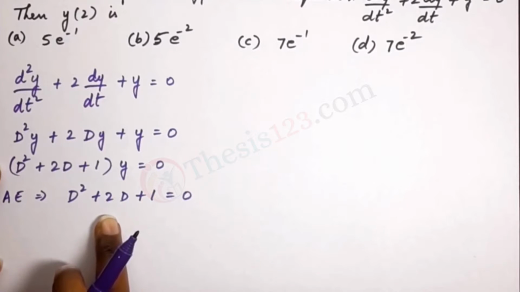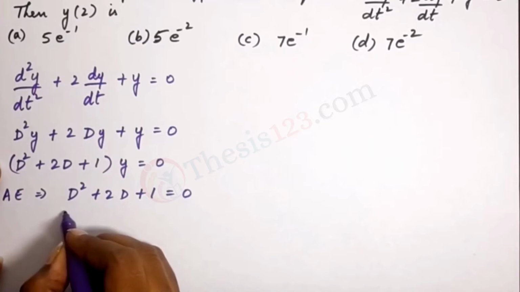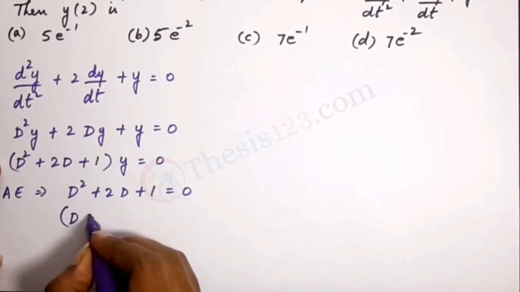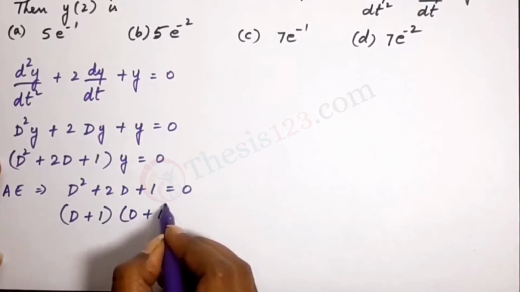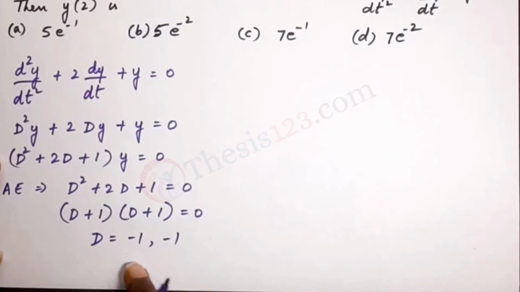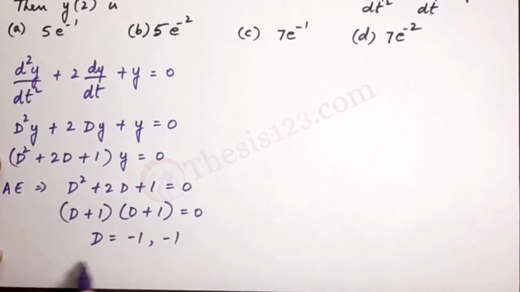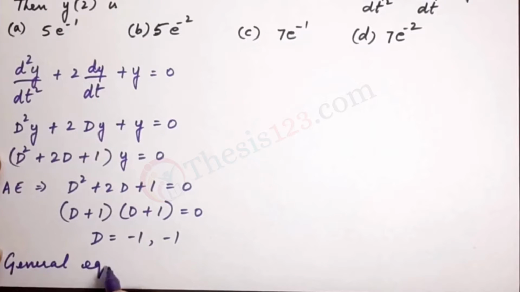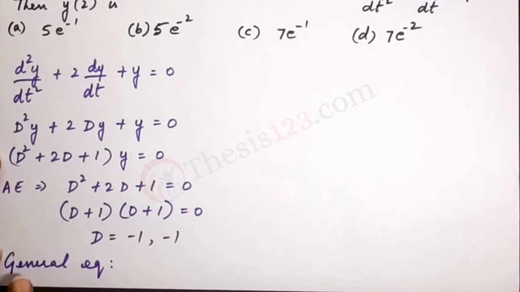This is a quadratic equation which can be written as a product of factors, D plus 1 into D plus 1, which further gives us the values D equals minus 1 and minus 1. Now the roots are the same and the roots are real. So if you recall the general equation for such roots. Now first we are supposed to find out the particular solution. In order to find the particular solution, we first find the general solution.